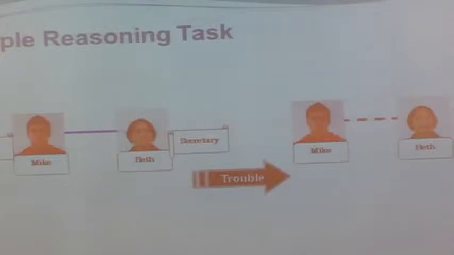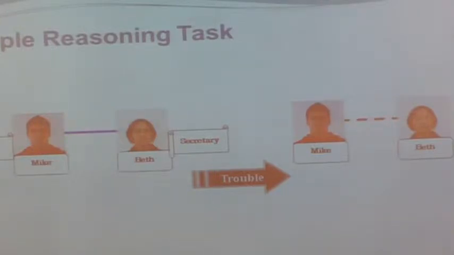Like lost a key to a cabinet, took somebody else's coffee mug, right? Was late for an important meeting. It was a trigger that caused trouble, which led to a relationship change. So they had to reason from that trouble trigger to an explanation of why the relationship changed.